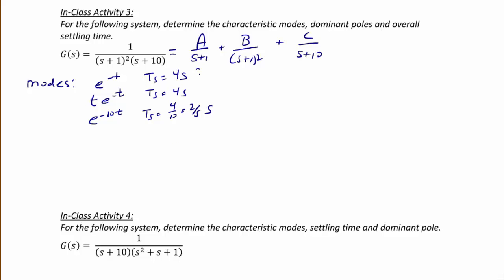So since 4 seconds is longer than 2 over 5 seconds, the pole that produced that is -1. So we would say that the dominant pole is -1, and the overall settling time for our system is 4 seconds. And this is because the one that takes the longest to die off is the one that's going to dominate the system.